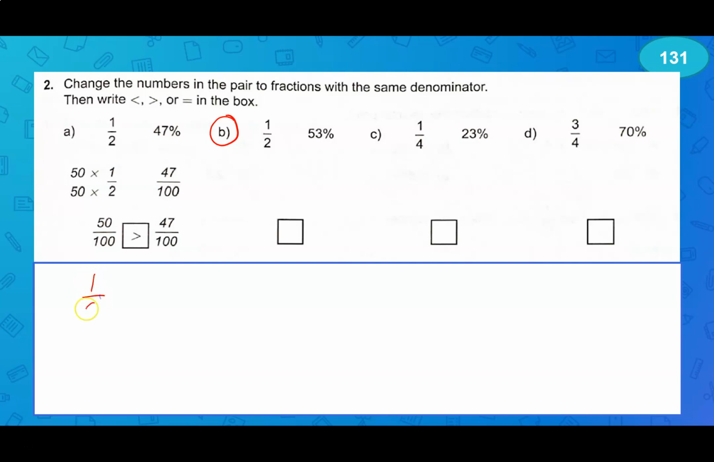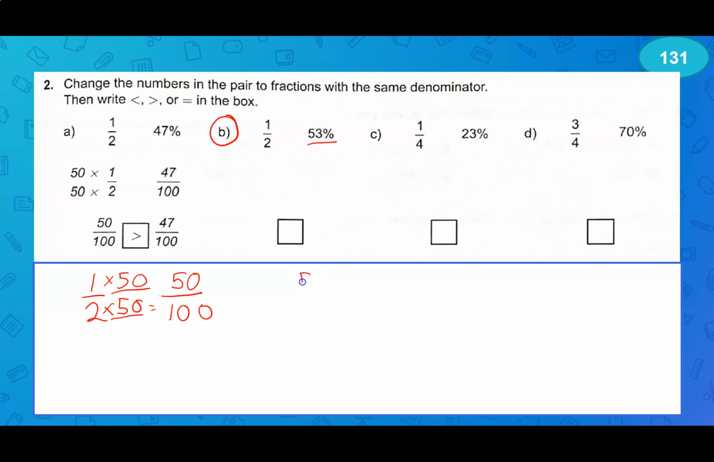Let's start with 1/2. If we are trying to get it to be an equivalent fraction with a denominator of 100, let's figure out what we must multiply by to equal 100. 2 times something. I think 2 times 50 equals 100. If we multiply the bottom by 50, we must also multiply the top. 1 times 50 is 50. So 1/2 is equal to 50 out of 100.